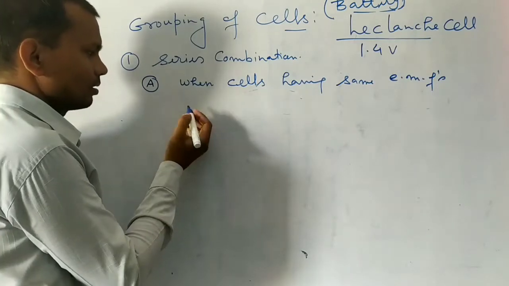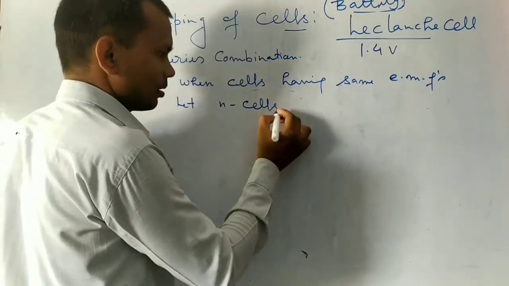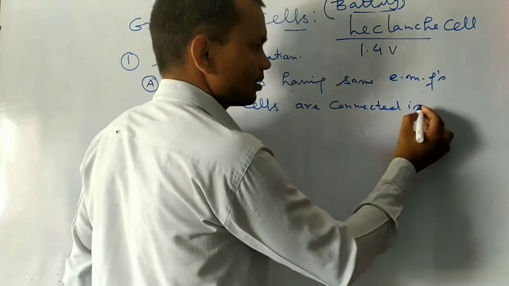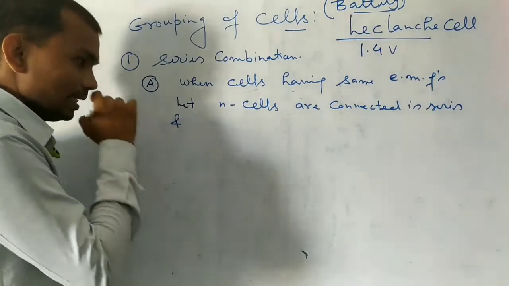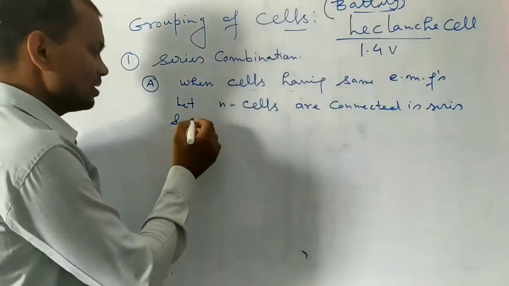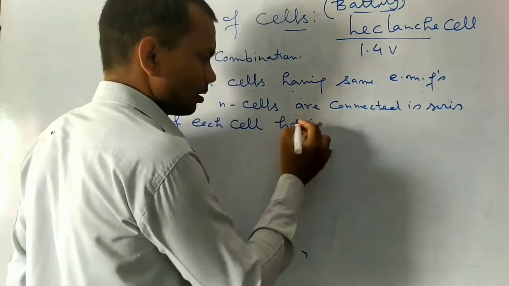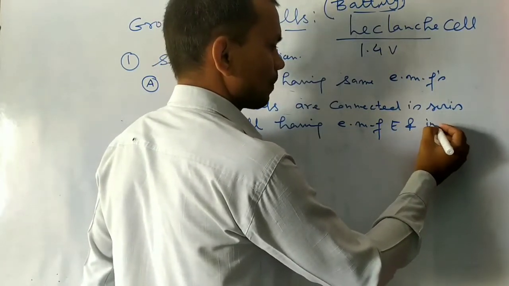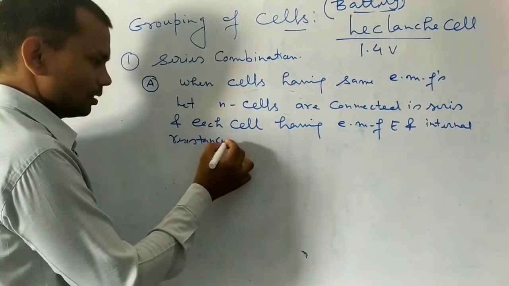Suppose n cells are connected in series, and each cell has EMF E and internal resistance r.